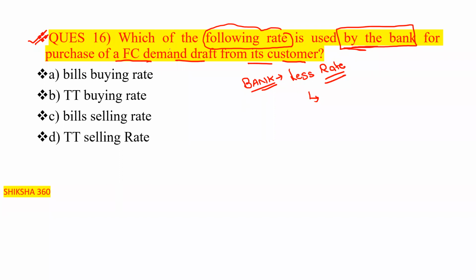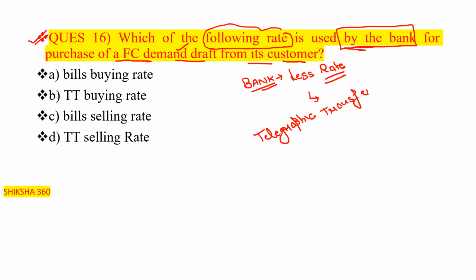For the purchase of a foreign currency demand draft from its customer. What is the correct answer here: bill buying rate, TT buying rate, bill selling rate, or TT selling rate? This demand draft basically comes on the telegraphic transfer.